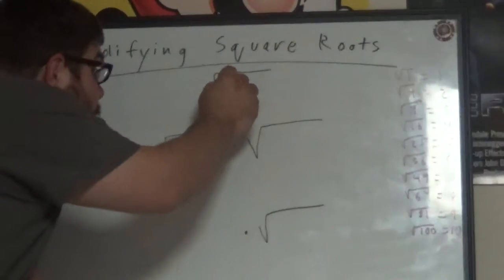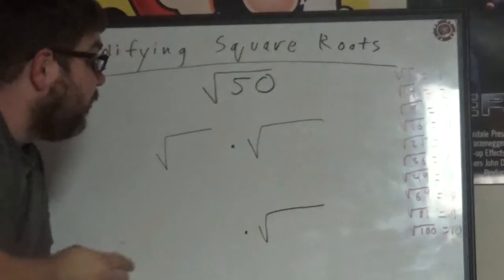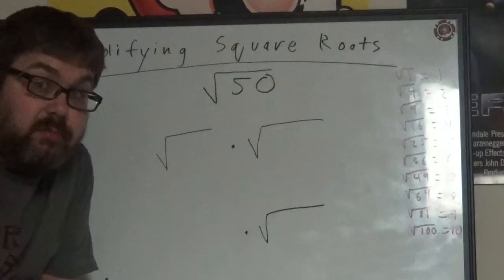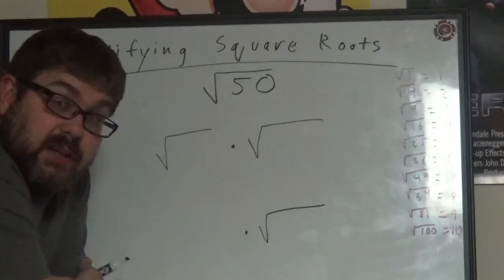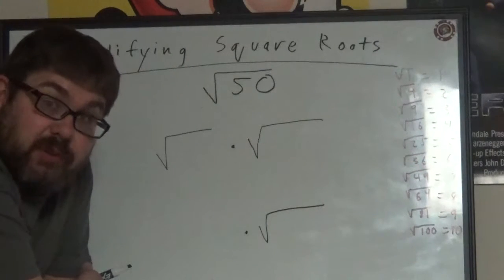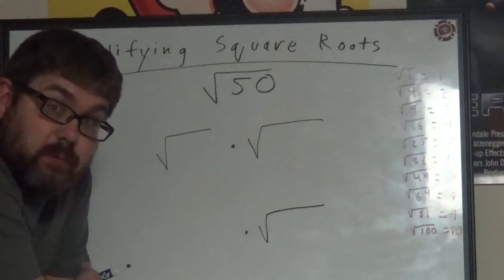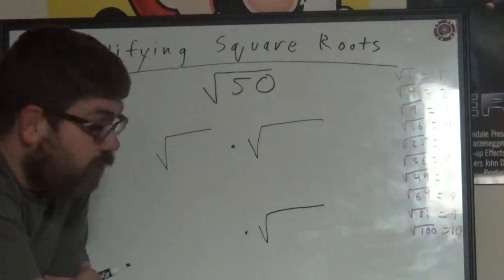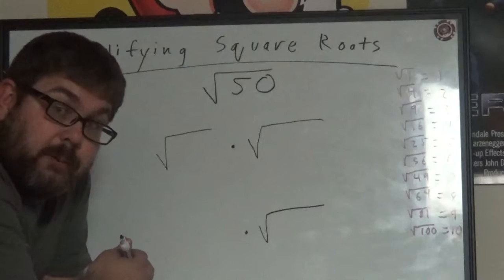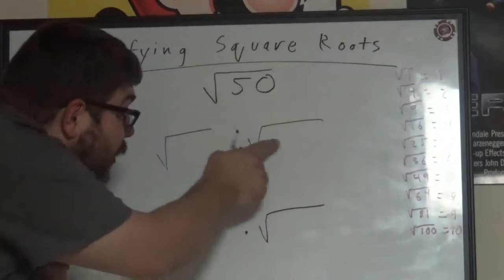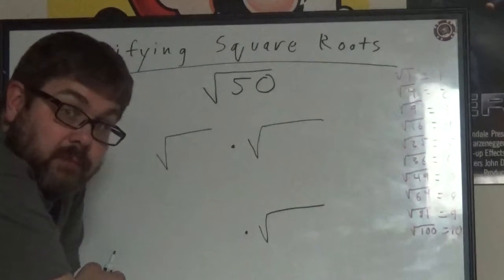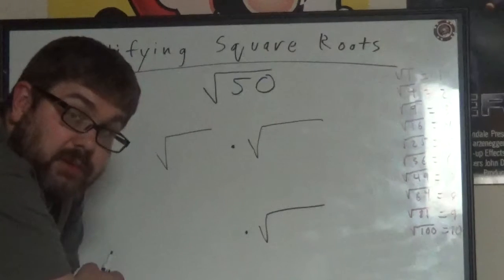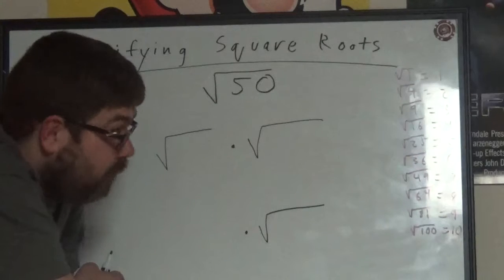So the example I'm going to use is going to be the number 50. Square root of 50. So the square root of 50 is not simplified. It's a square root of 50, and we're going to see how you would simplify that down so that it's in its most simple form. To do this, we're going to look for two numbers that multiply to make 50. We want one of them to be a perfect square, and one of them is not going to be a perfect square in most cases.